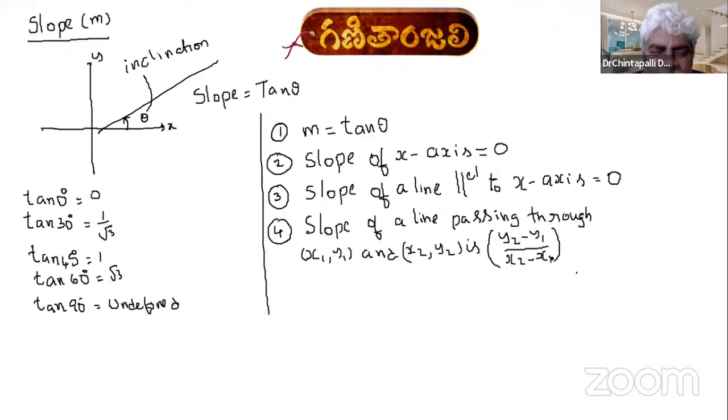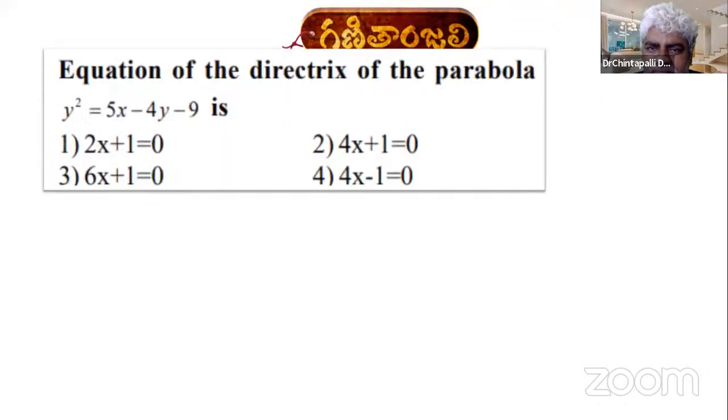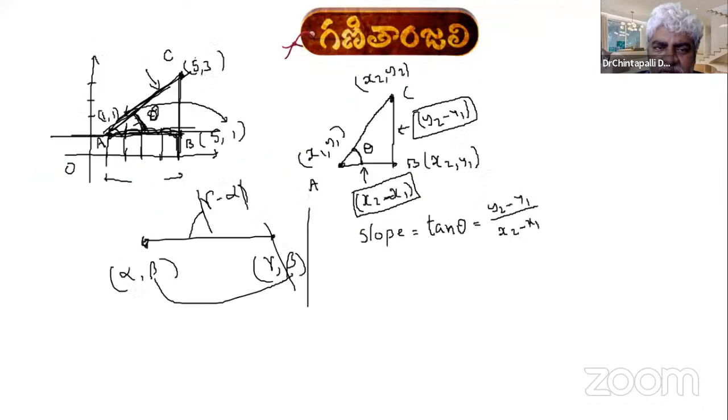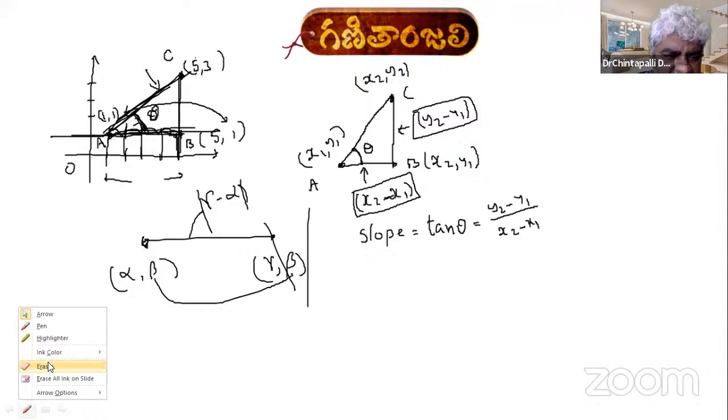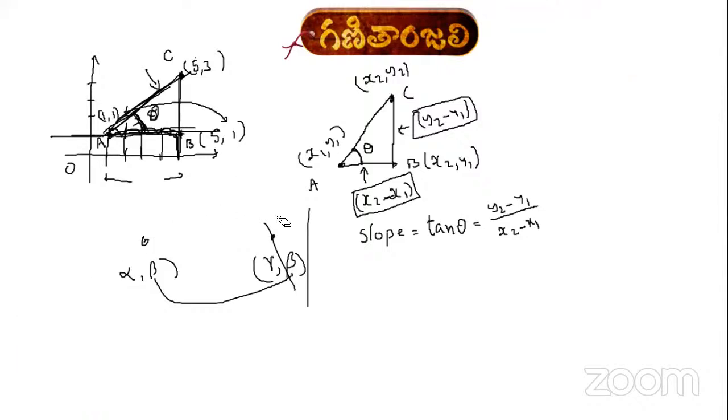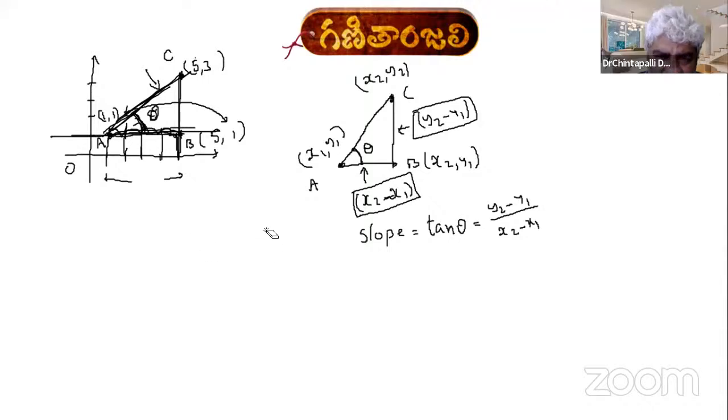Yes, sir. And do you remember the distance formula? What is the distance formula? Josna, you tell what's the formula to find the distance between 2 points? Root over x2 minus x1 whole square plus y2 minus y1 whole square. Very good.